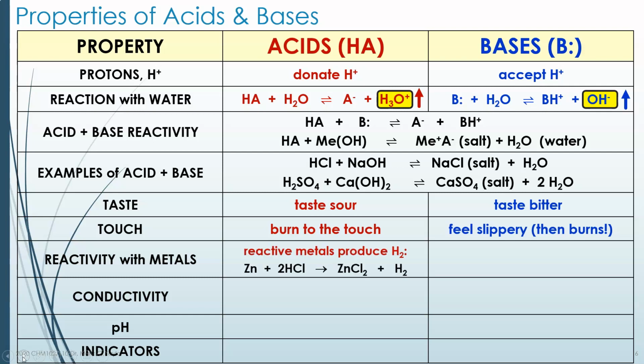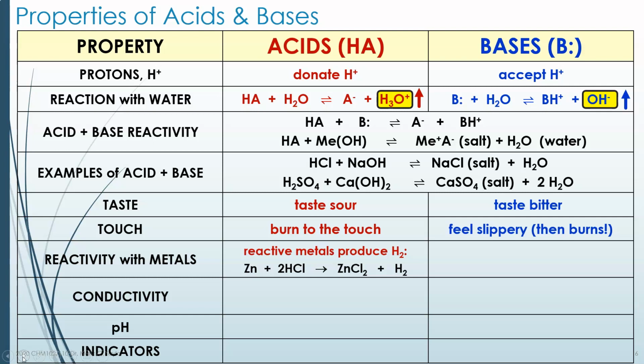Reactivity with metals. Well, we already know from previous experience with chemical reactions that acids react with certain metals. Certain metals like zinc and calcium and magnesium will react with acids like hydrochloric acid, as well as all the other acids, and produce some kind of salt, in this case zinc chloride. These reactions are single replacement reactions. So the zinc is replacing the hydrogen.